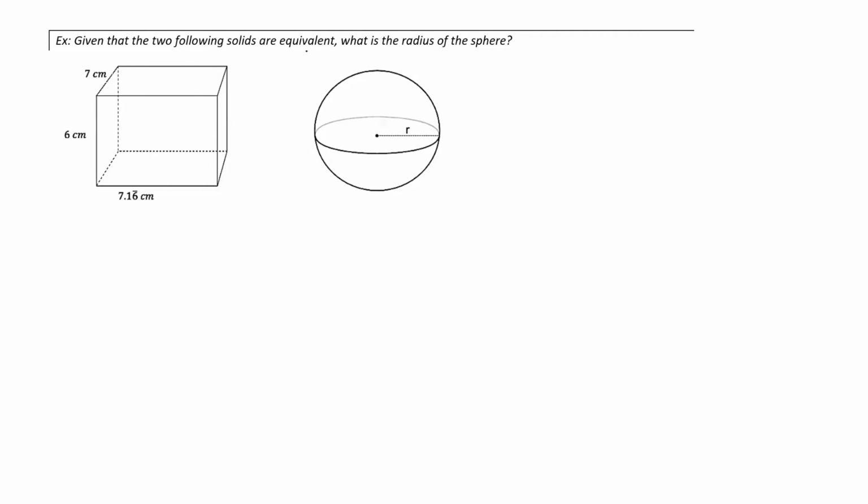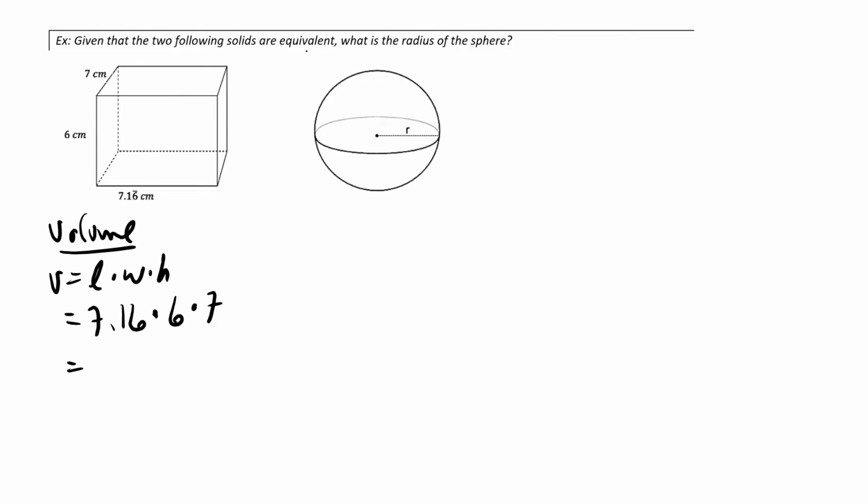Let's look at a different type of example. This time we're given that the two following solids are equivalent, and we're asked to find the radius of the sphere. The first thing we need to do is calculate the volume of the rectangular prism. That volume is equal to length times the width times the height, which is 7.16 centimeters times 6 centimeters times 7 centimeters. Multiplying that out, we get 301.014 cubic centimeters.